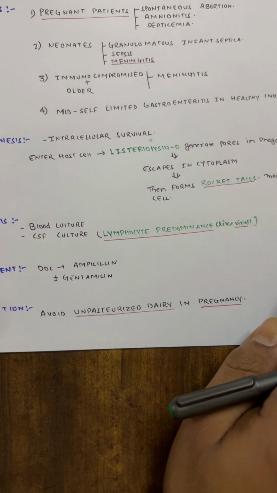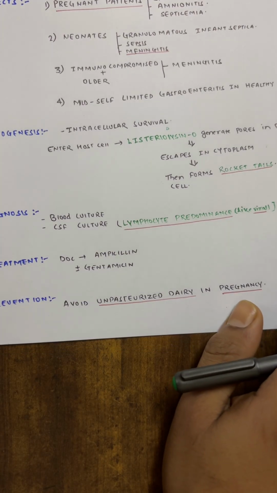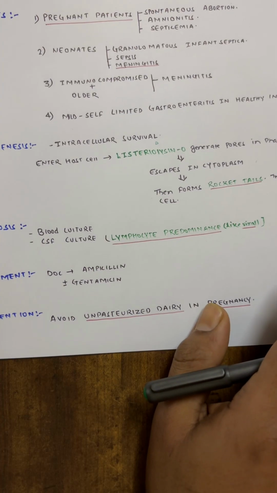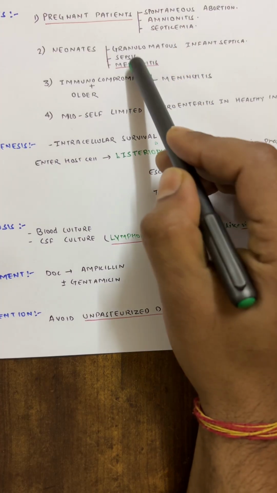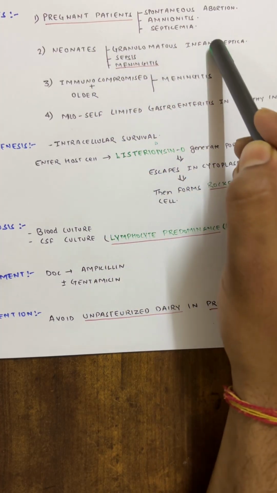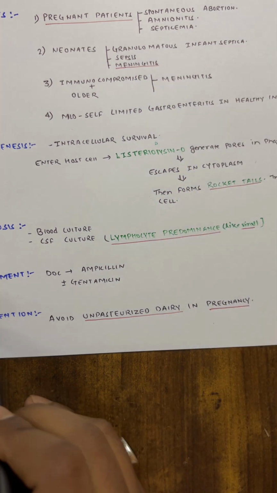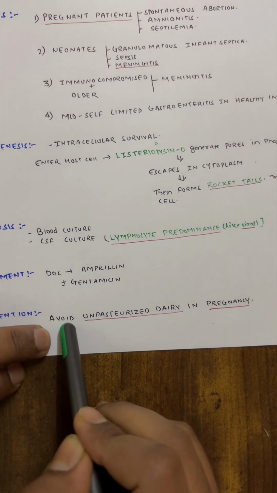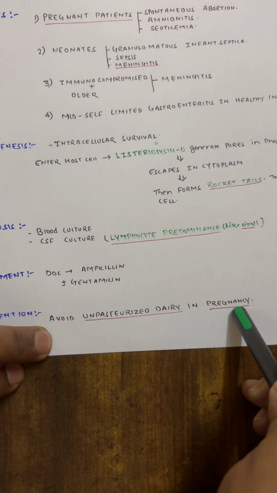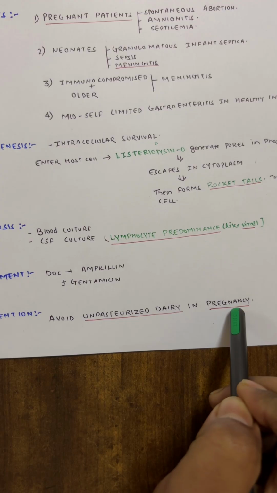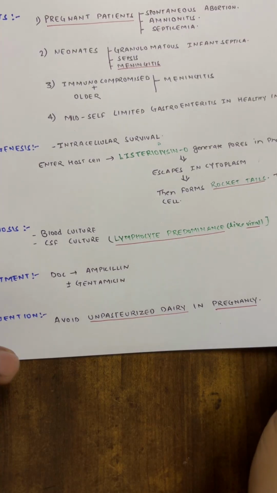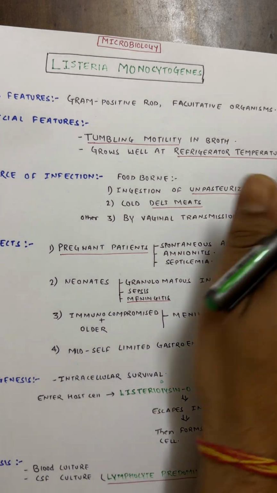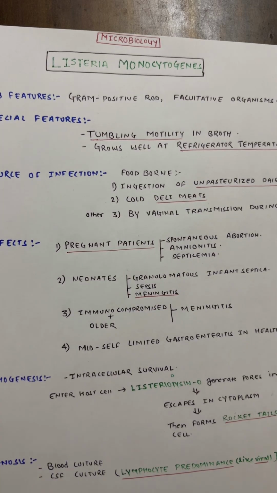Now this is very important: how to prevent Listeria monocytogenes? It is very important to prevent it in pregnant patients because it causes spontaneous abortion, amnionitis, and septicemia, and in neonates it causes granulomatosis infantiseptica, sepsis, and meningitis. So how do we prevent it? We can prevent it by avoiding unpasteurized dairy products in pregnancy. That's why we always tell pregnant women not to take unpasteurized milk or dairy products, because there will be a chance of infection from Listeria monocytogenes.